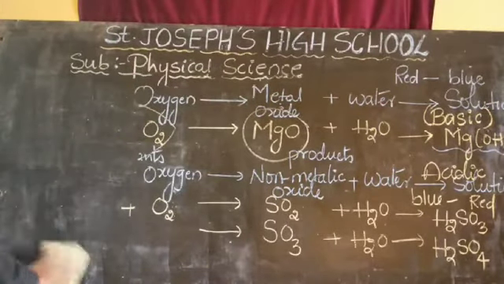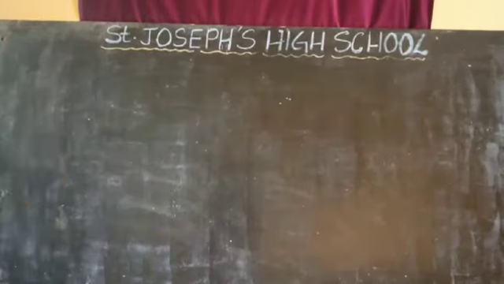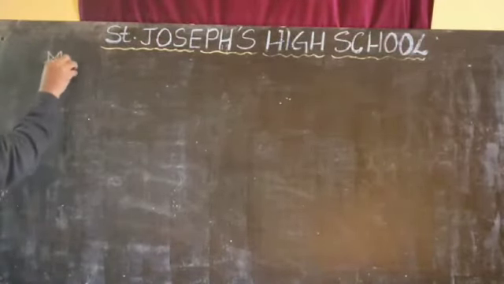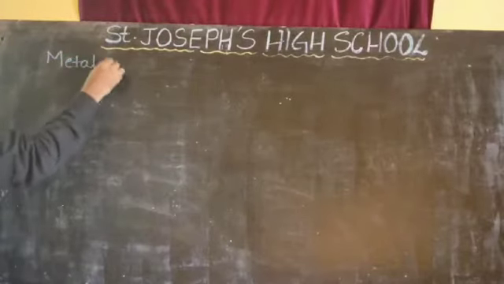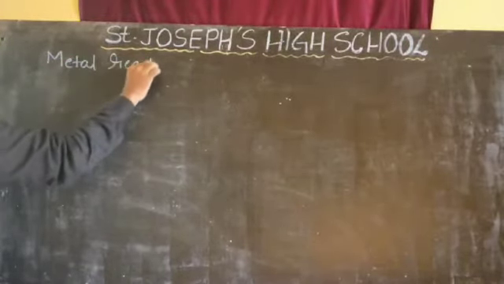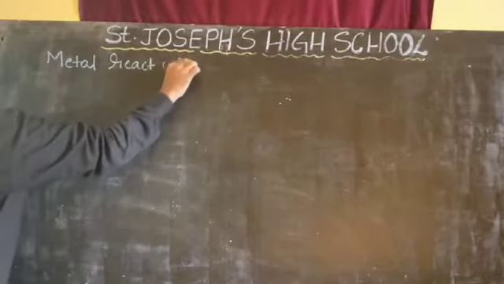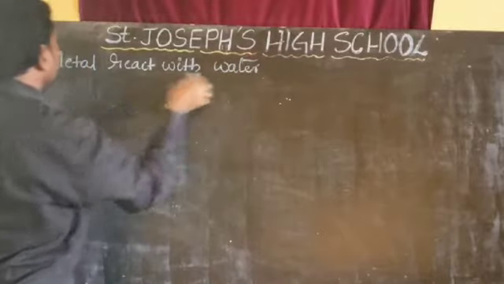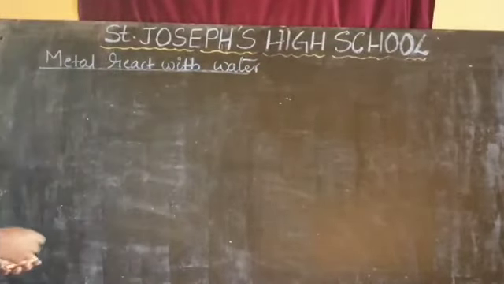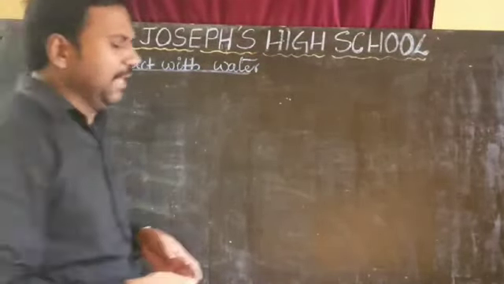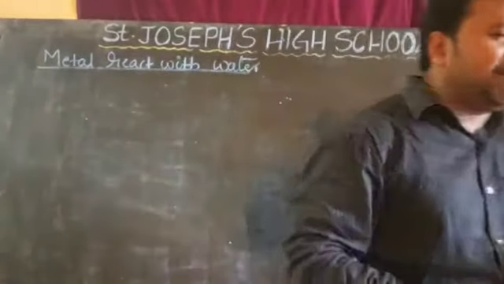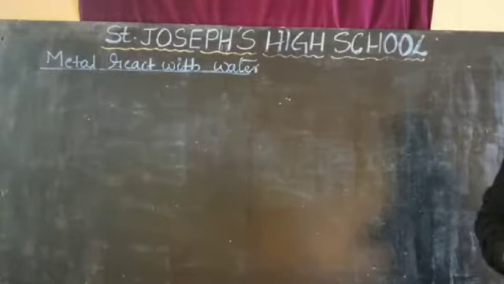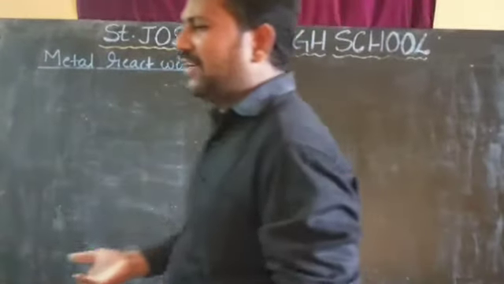Next, the second chemical property: when metals react with water. Metals react with the water. So children, you can ask simply, sir, when the metals are placed in the water, what will happen, sir?